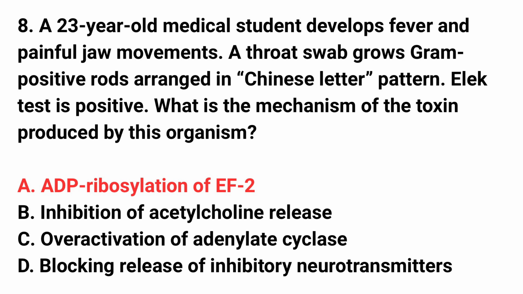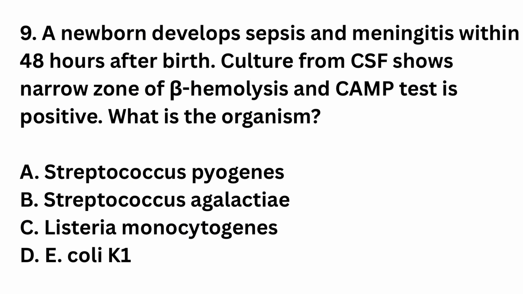Corynebacterium diphtheriae produces diphtheria toxin, which ADP ribosylates elongation factor 2. This inhibits protein synthesis, leading to cell death and formation of a pseudomembrane in the throat, causing painful swallowing and jaw movements.